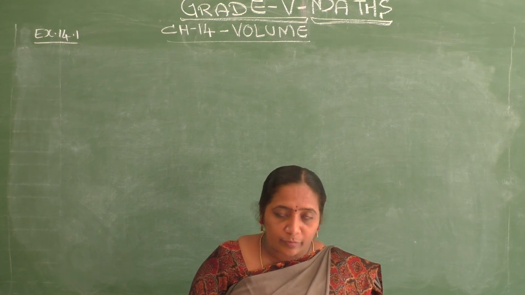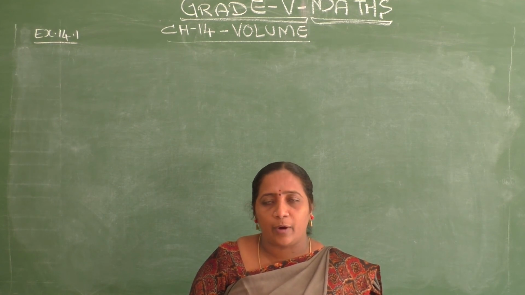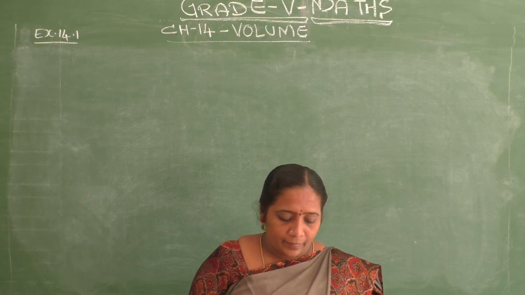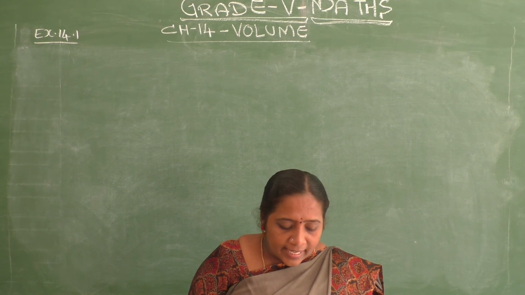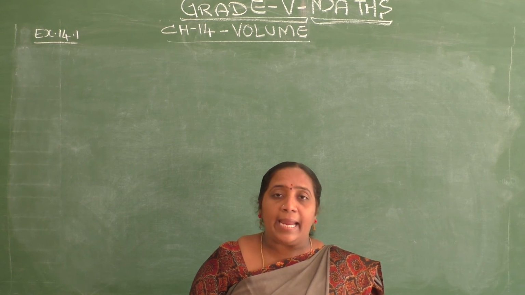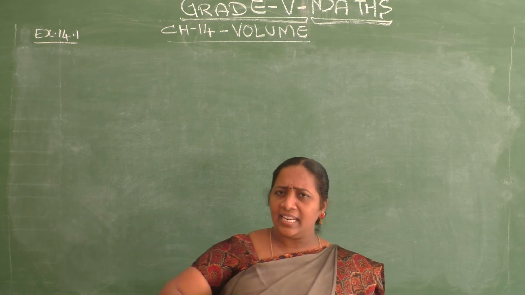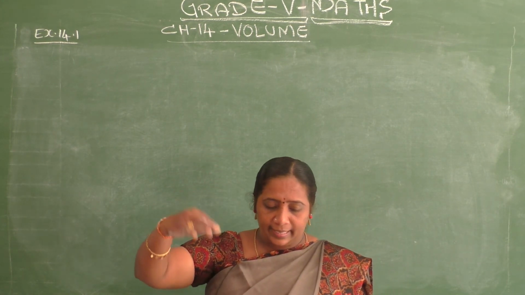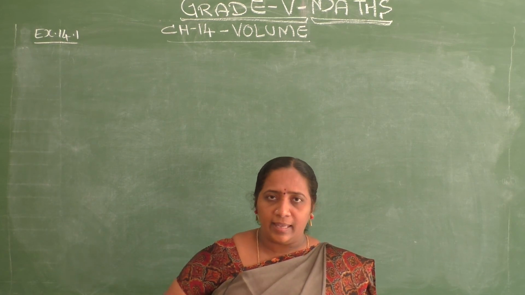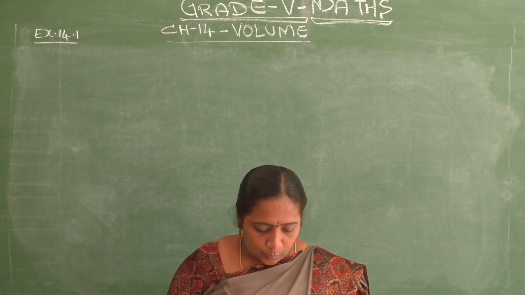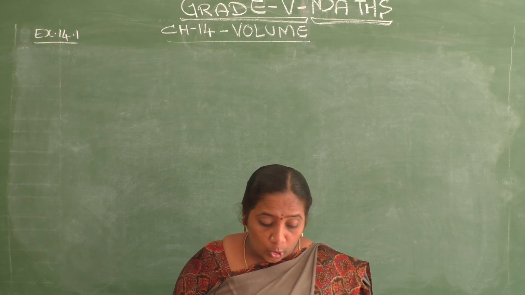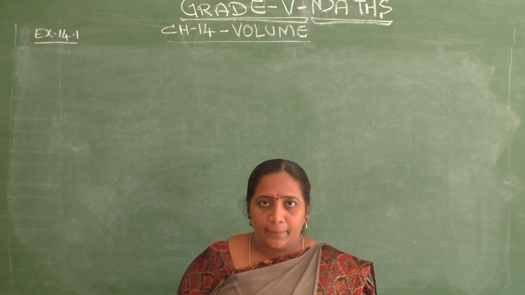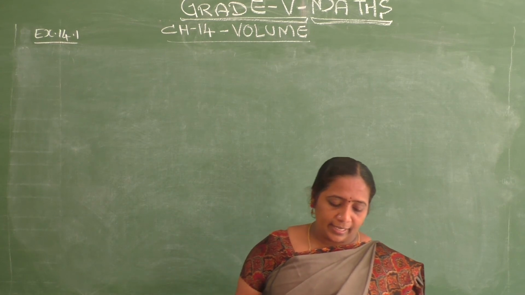Find the volume of the brick. First we have to find the volume of the brick. And then, if 10 bricks are kept in a pile. Pile means likewise one by one. 10 bricks are kept in a pile. They showed the picture also in your textbook. Find the total volume of the pile. Okay. Now we can do this sum.